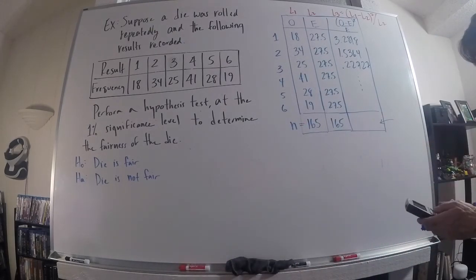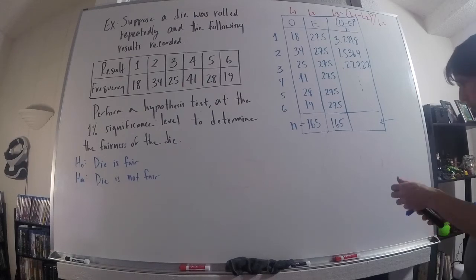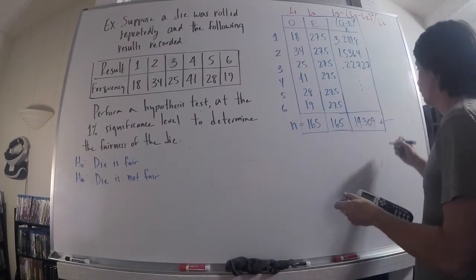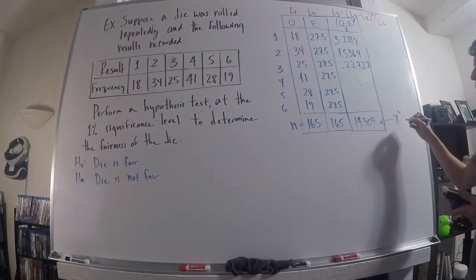In this case, it's L3, unlike last time, because I built my table differently. Second list, over to math, sum L3. 14.309. 14.3 is fine. That's your chi-squared statistic.